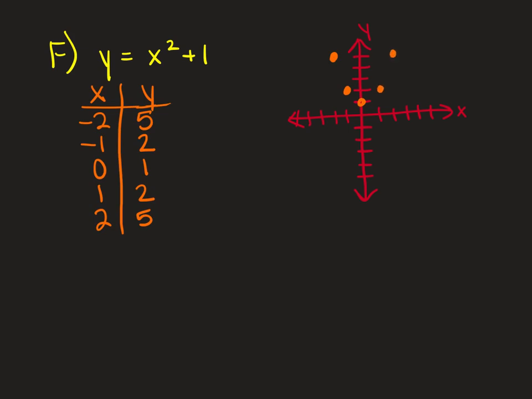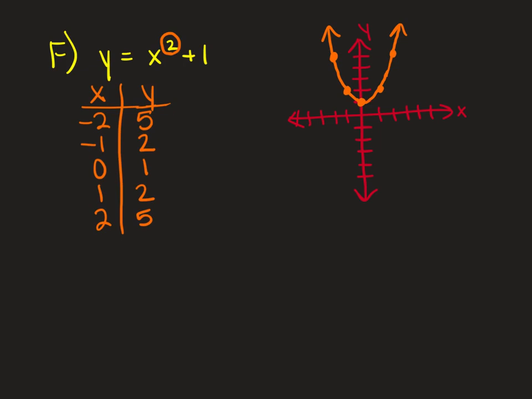Notice that it doesn't appear to make a straight line. It actually, if you follow the points, makes a curve, kind of makes a U shape. And you're going to see this U shape anytime you have an equation that includes an x squared. It's called a quadratic equation. And you don't really have to know that right now, but that's just a bonus.